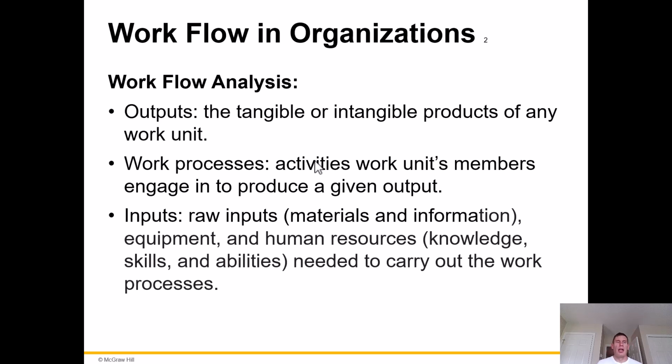And then think about the work processes themselves as the activities the work unit's members have to engage in to produce a given output. So if we were making cars, think of an assembly line, all those workers producing cars, everybody's doing a different job, pretty repetitively, albeit. And then output, of course, is the tangible or intangible products of any work unit. So, like in my previous example, we could think of the finished cars rolling off the production line and then going probably to a storage for a bit and then to a dealership.